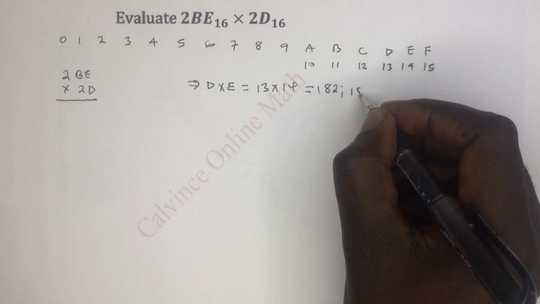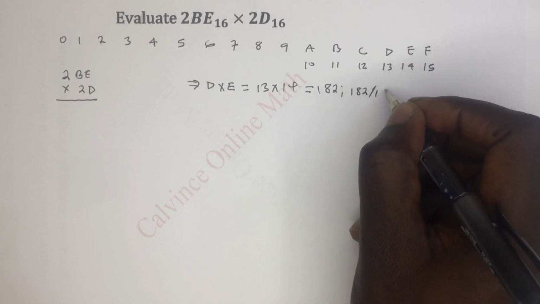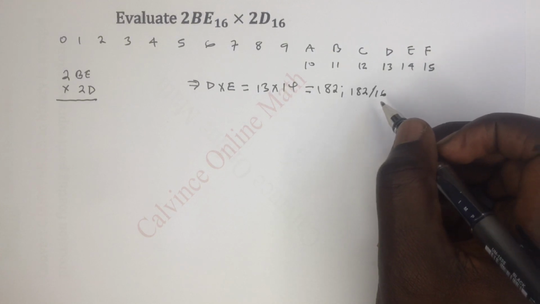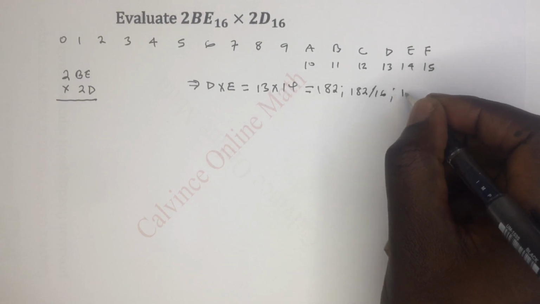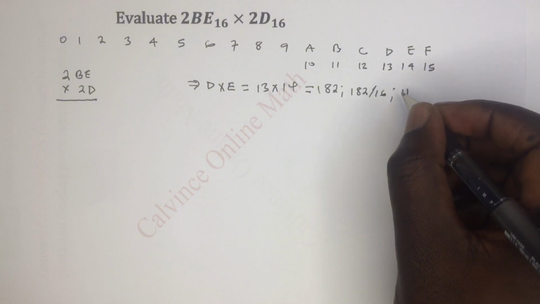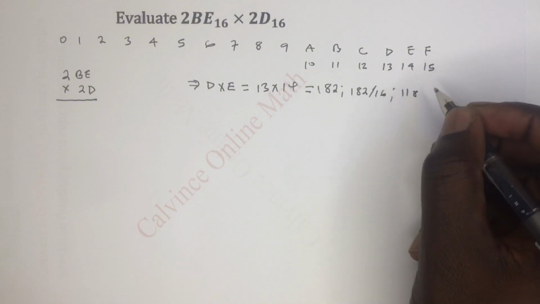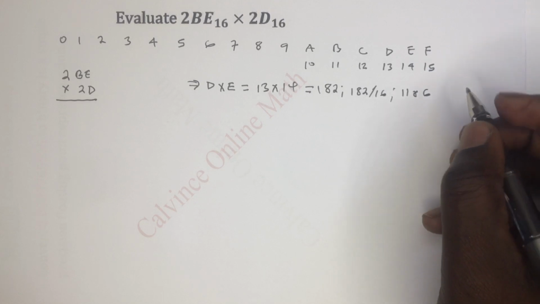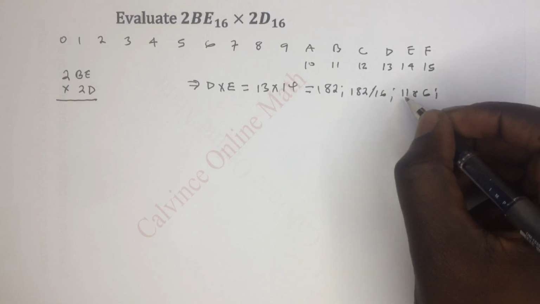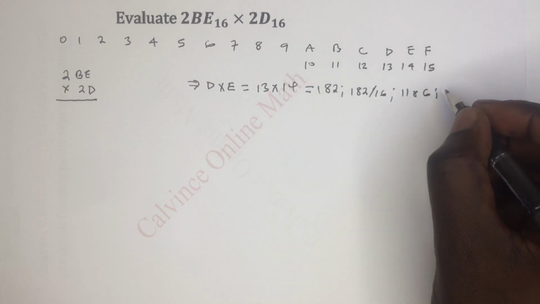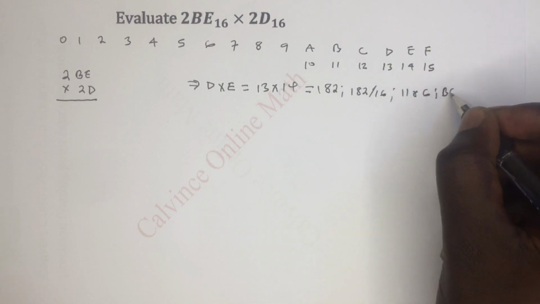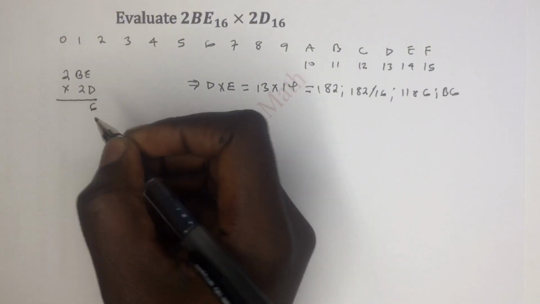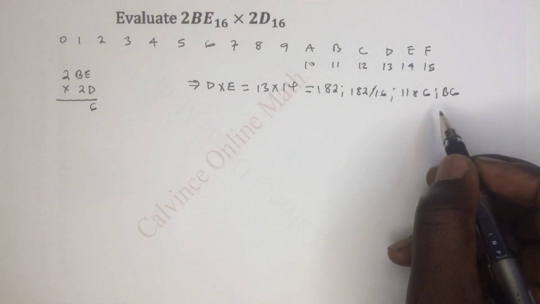So we have 182 divided by 16. It goes there 11 times, and then there's a remainder of 6. So the hexadecimal number is 11, which is B, and the remainder is 6. So we have B6. You write 6, and then you carry B.